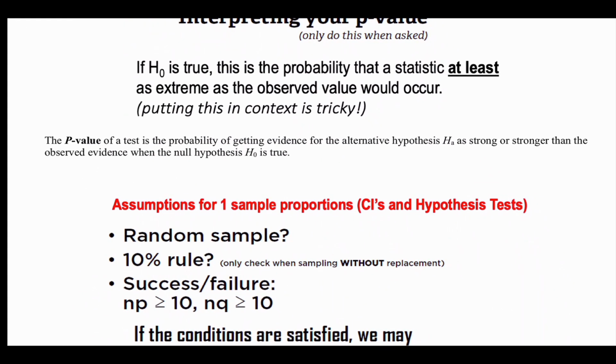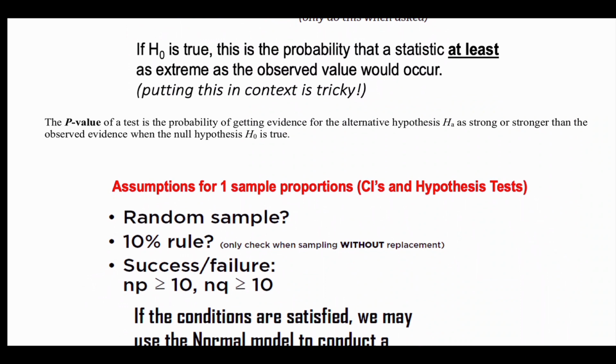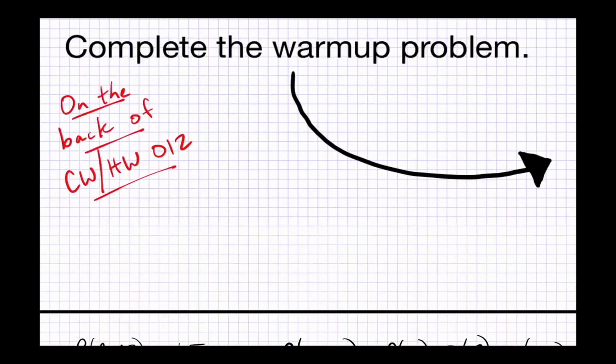Interpreting p-value, you can read that. I'm going to get to what p-value is. Here's p-value. The p-value of a test is the probability of getting evidence for the alternative hypothesis as strong or stronger than the observed evidence when the null hypothesis is true. Okay, so what that means is this.